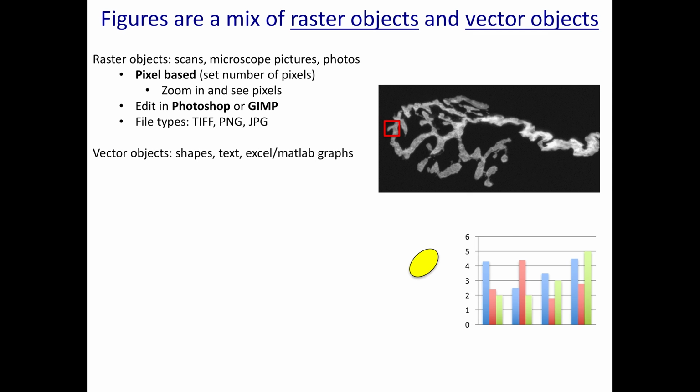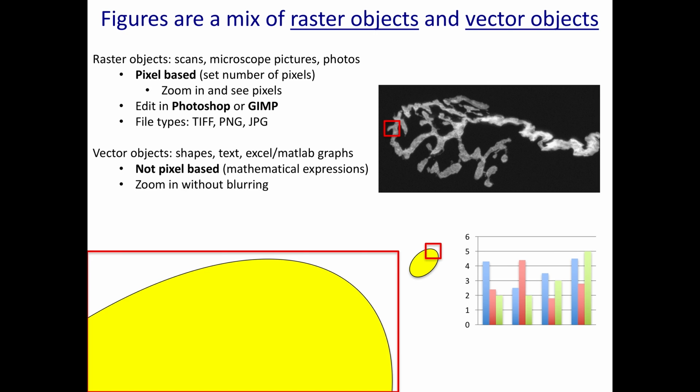Now let's compare that to vector objects. Vector objects are usually used to represent shapes, text, graphs, and so on. And you can see they're not pixel-based, they're mathematical expressions, so you can zoom in without blurring. If we were to zoom in on this object, we could just scale it up for whatever zoom we needed it at, however big we wanted to make it. And this obviously has huge advantages for figure making in that the text always looks good, always looks crisp, and that's what we want to do.